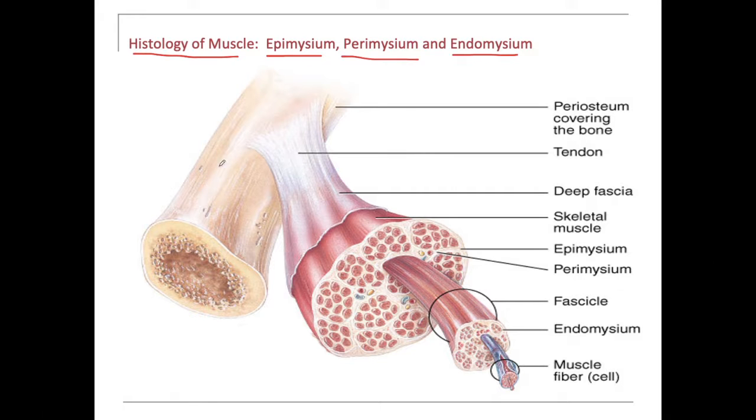Now, here's the bone, right? We see the periosteum, which covers the bone. And then right here, we see the tendon. And over here, we see muscle fibers. So muscles and muscle fibers are going to contract, transmit their contractile impulse to the tendon. The tendon attaches to the bone by the periosteum and pulls on it. That's what creates movement. So here we're going to see number one, the endomysium, number two, the perimysium, and number three, the epimysium.